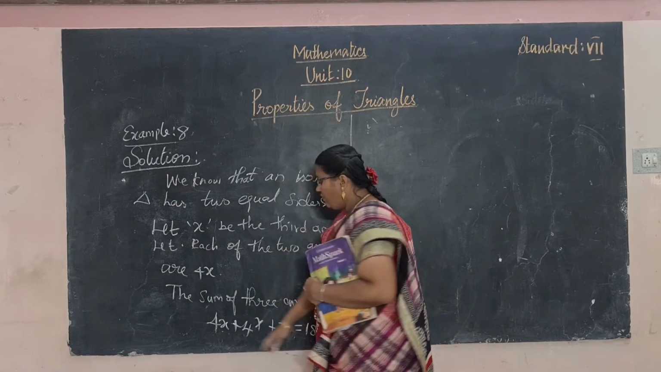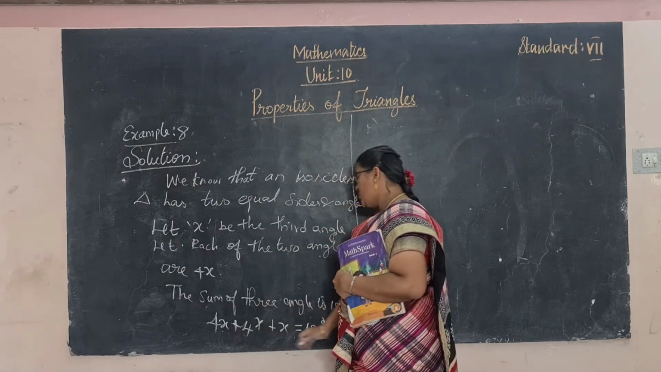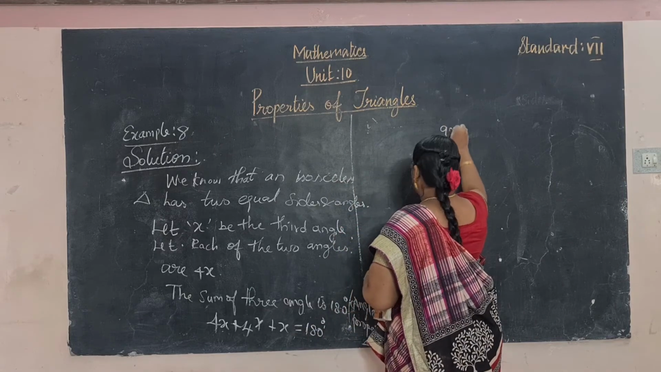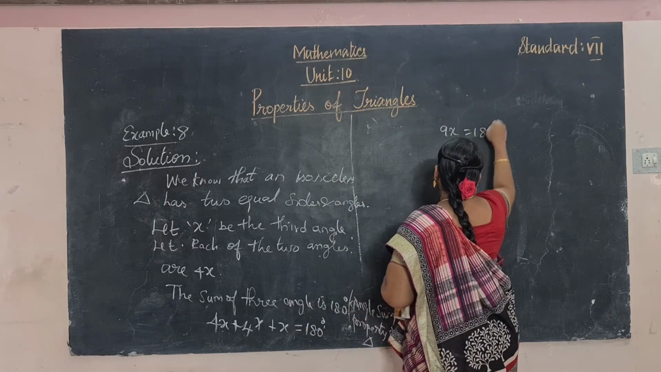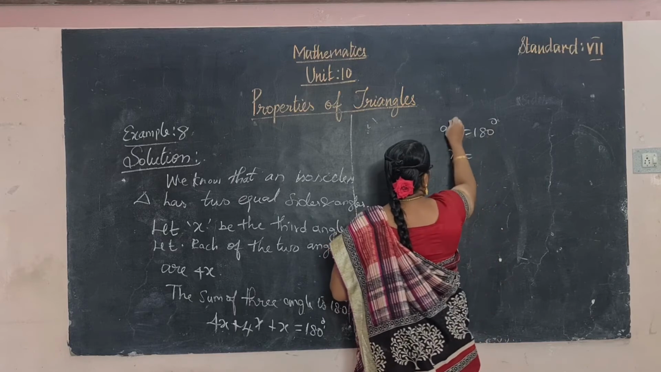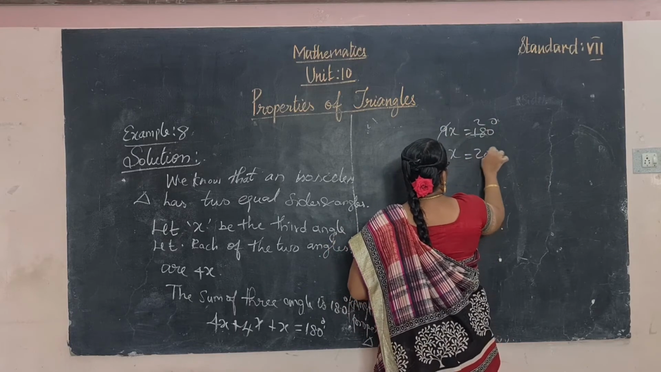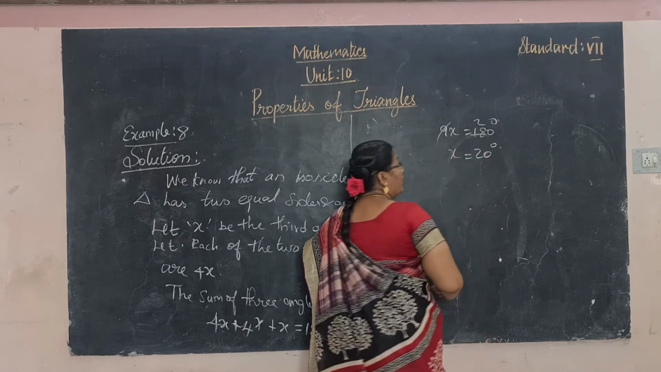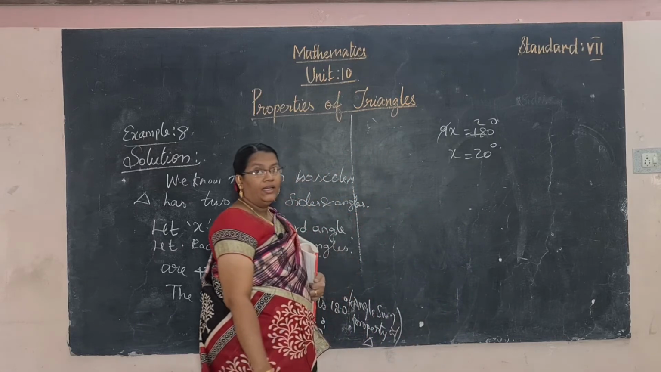So add the like variables. 4 plus 4 is 8, 8 plus 1 is 9. So 9x equal to 180 degrees. So x equal to, it cancels, 20 degrees. X equal to 20 degrees.